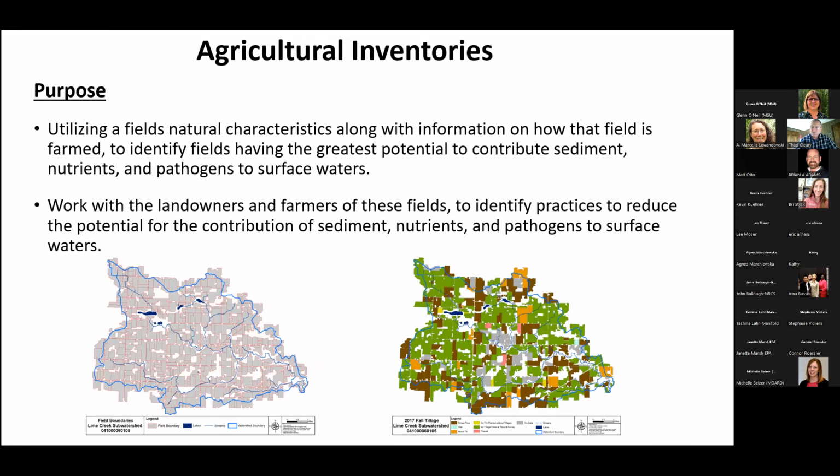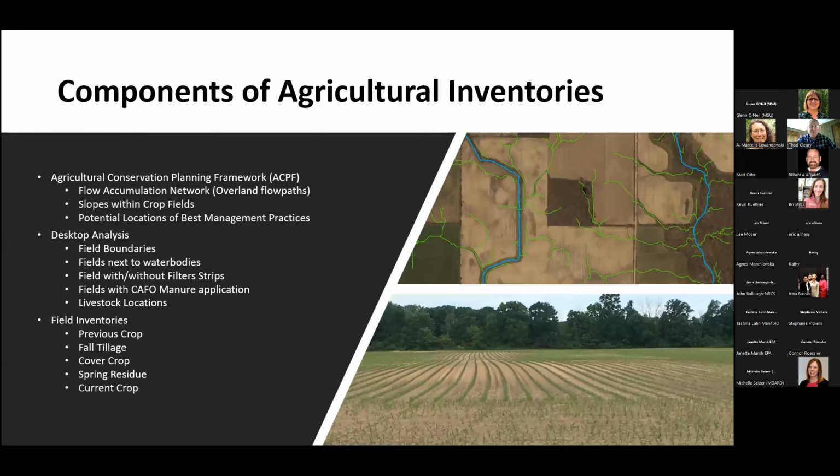So with that process, we basically developed this 3-component process, starting with the ACPF, and then there's a desktop component, and then there's a field inventory component. So the ACPF process, Marcel mentioned it earlier, there are those field characterization outputs from the model. And that's what we're really using to help identify where the priority fields are.